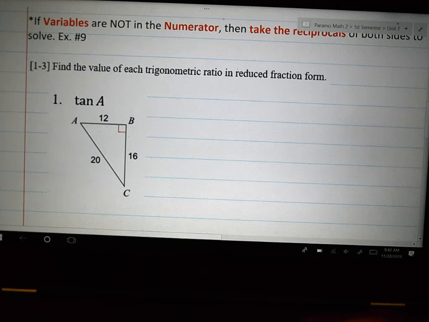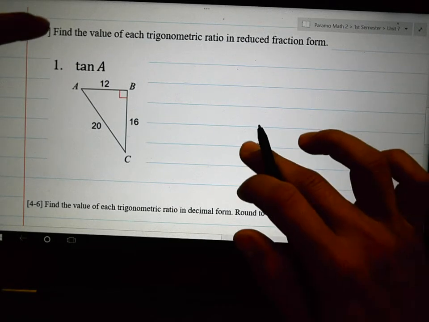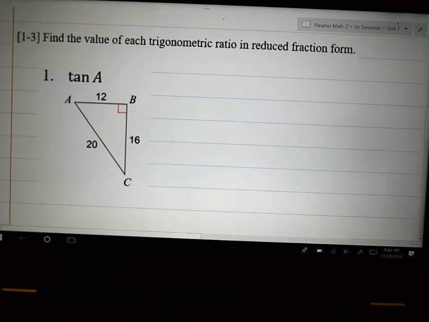You have a worksheet in front of you. This is the very first problem on the worksheet. The very first problem on the worksheet says, what's the tangent of A? And you're not going to know how to do it unless you know OHA and you know Sohcahtoa.